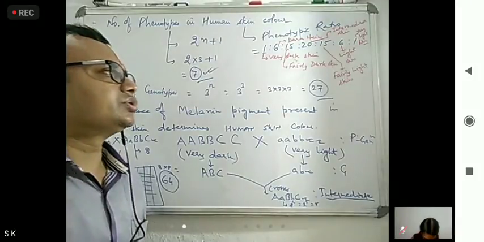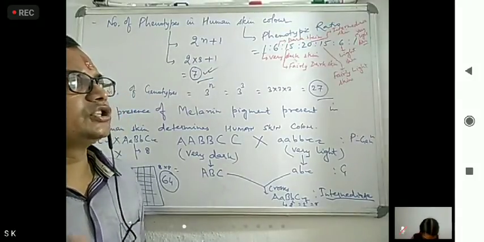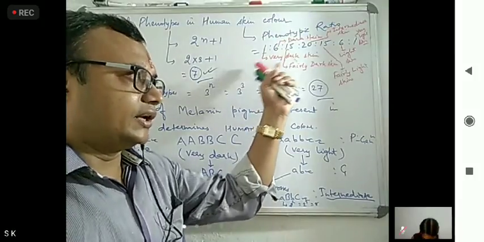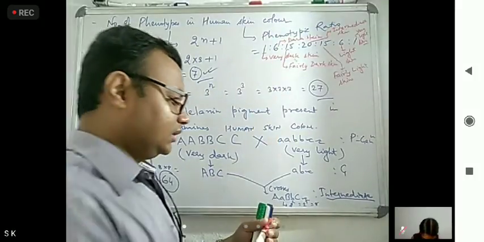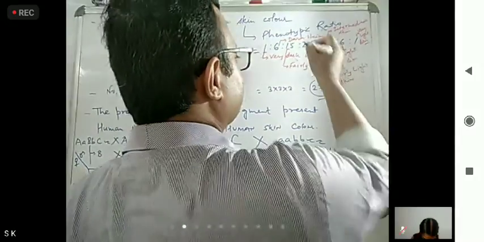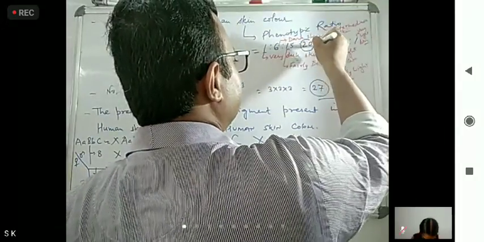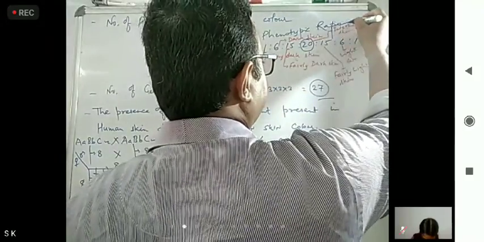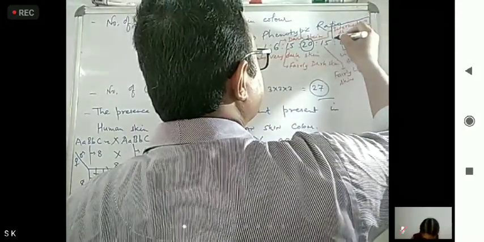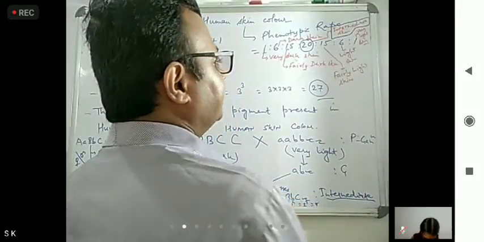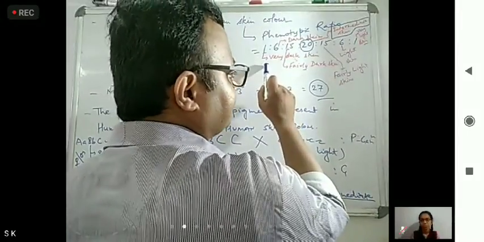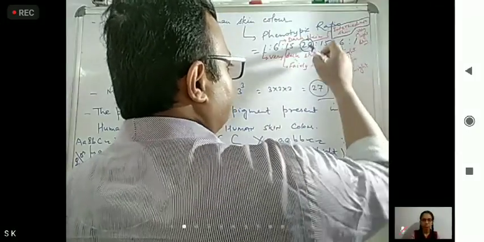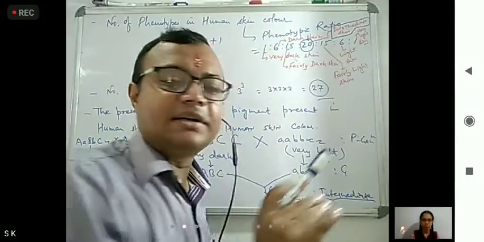Now this 1 is to 6 is to 15 is to 20 is to 15 is to 6 is to 1. Okay. So what is it showing? This 20 means the maximum number of the population is of which type? That having intermediate color skin, and minimum are very dark skin and very light skin. So maximum is intermediate skin color.